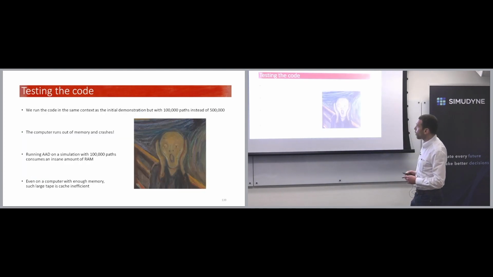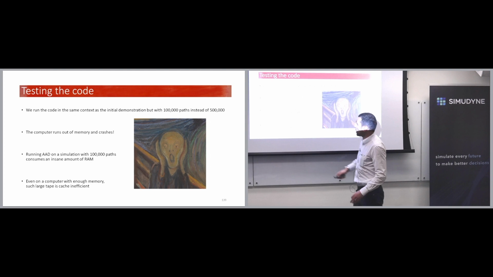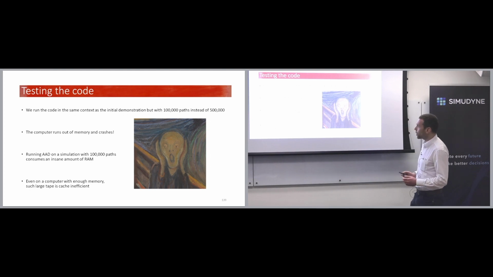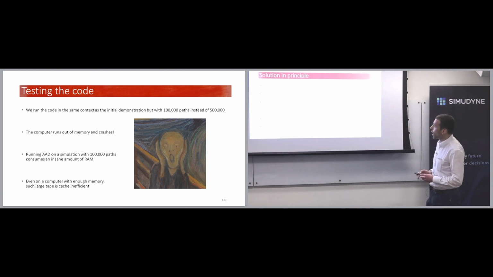And what happens when I run this code? The computer runs out of memory and crashes. Of course, even with 100,000 paths, we're consuming an insane amount of RAM. It's not possible, it will not work. And even on a computer with enough memory, that would be cache inefficient. Fortunately, the solution in this case is completely trivial.